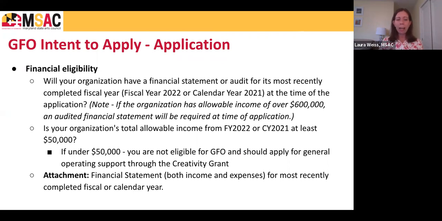There is the requirement for a financial statement or an audit for the most recently completed fiscal year, either FY22 or calendar year 21, depending on your organization's timeline there. If your organization has allowable income of over $600,000, an audited financial statement will be required at the time of the application. If it's under $600,000, we just need a signed financial statement, such as a profit and loss statement.